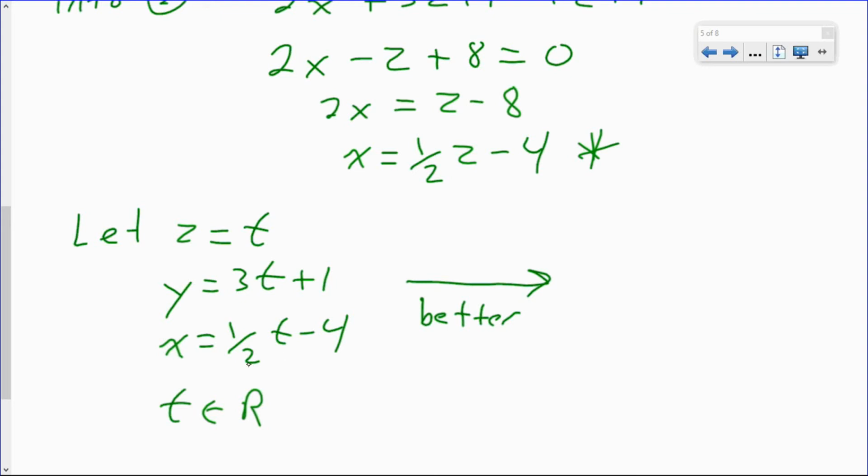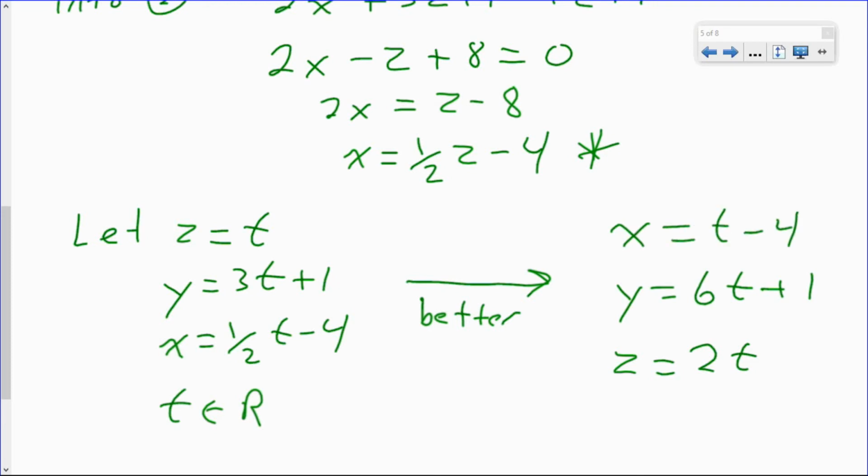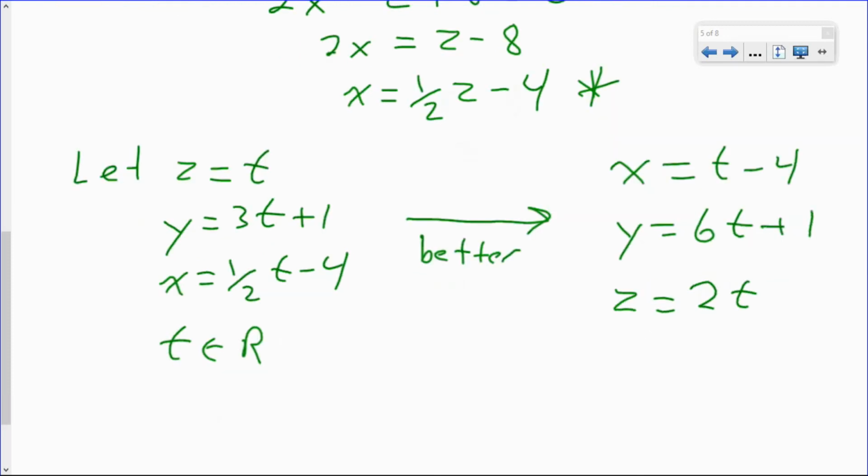It has to do with the 1/2 t. That's not necessary, because what I could do is say let z equal 2t, y is then equal to 6t plus 1, and x is equal to t take away 4. So I don't need the fractions if I just double my parameter here. It's kind of like in this example, you would say the direction vector was 1/2, 3, 1. Well, why not use 2, 6, 1 and not have any fractions?